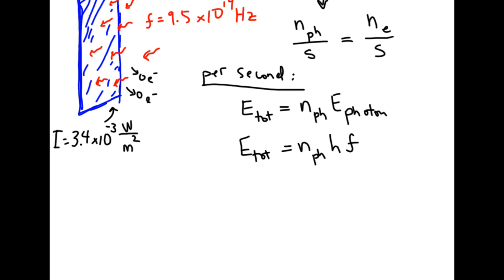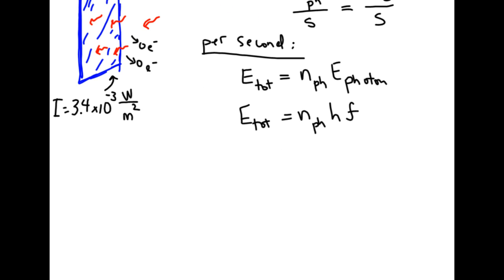And that's very useful because the total energy is something we know. Per second, we know how much total energy is being emitted. Here's how we find it. Power divided by area is intensity. So if we multiply both sides times the area A, the areas cancel on the left, and the power is just intensity times area.